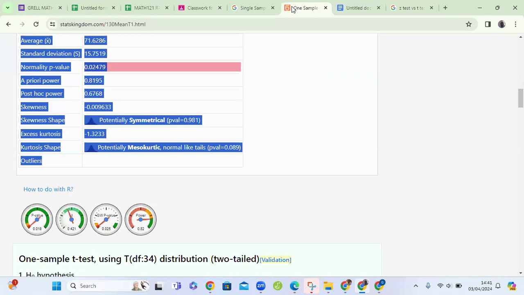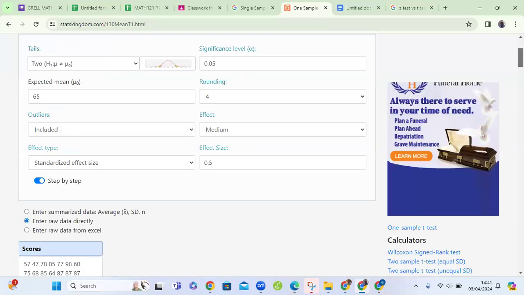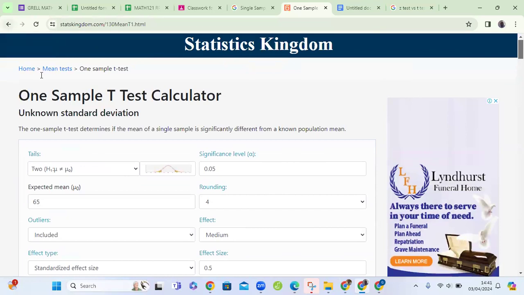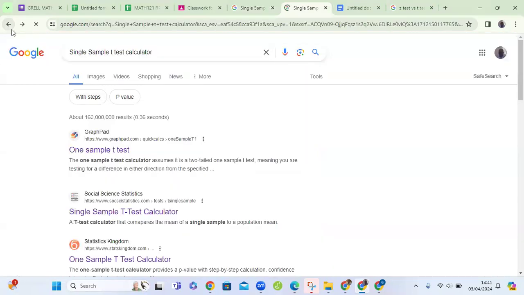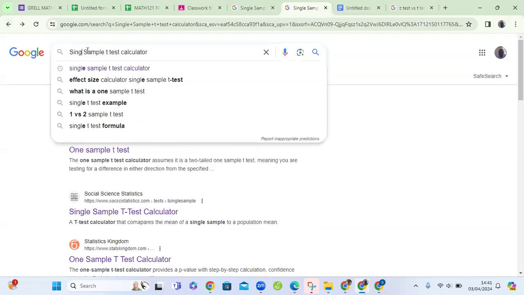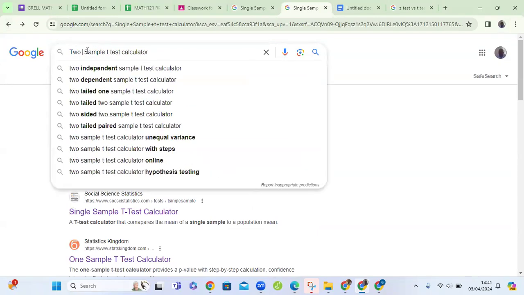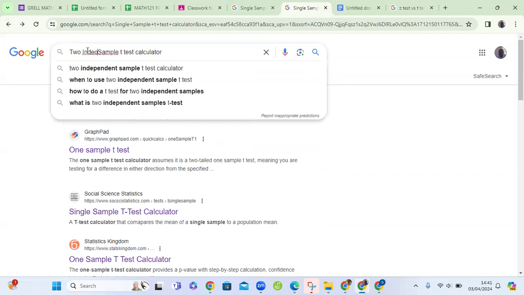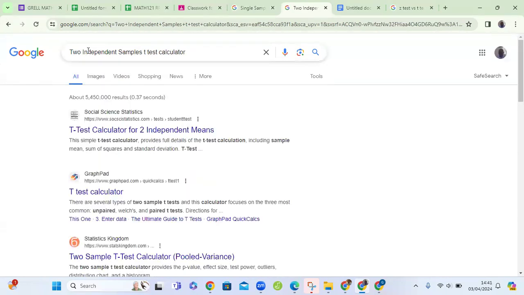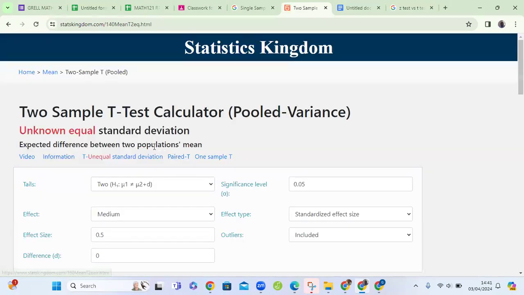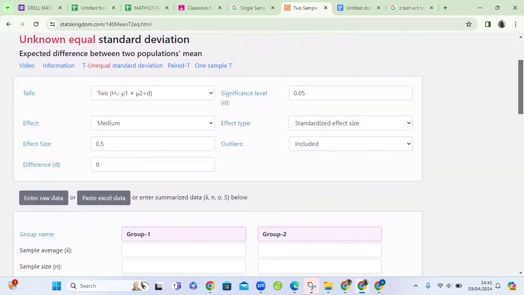We're going to use a two-sample t-test because we're trying to compare the means of two samples. Earlier we dealt with our single sample t-test. We are now going to use the two-sample t-test, with two independent samples. T-test. Unknown, equal standard deviation.